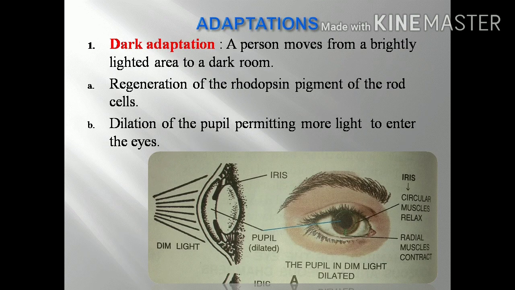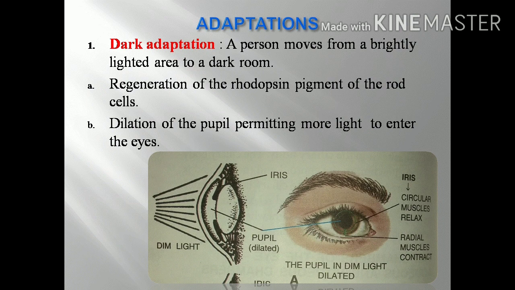Dark adaptation. When we pass from a brightly lighted area to a dark room, such as a cinema hall, you experience difficulty in seeing objects for a short while. Slowly, your vision improves. This improvement is called dark adaptation.